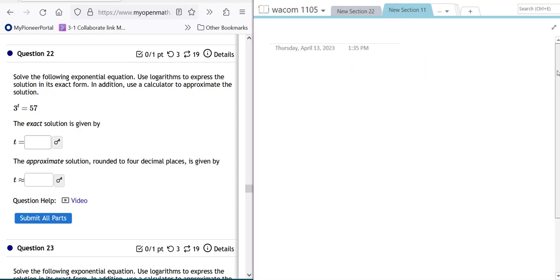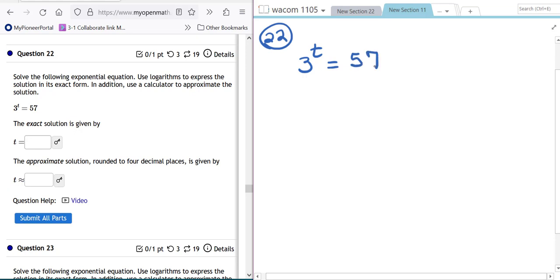This next one, it is the first exponential equation where we cannot rewrite 57 as 3 to a power. So we're not going to be able to get them as the same base. So we need another technique to solve. And what you can do is take a logarithm of both sides because of that property. That if you have a logarithm of something to a power, the power will come down. You want this t to come down.